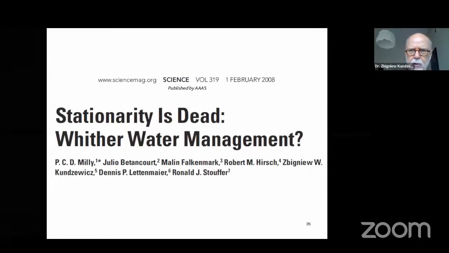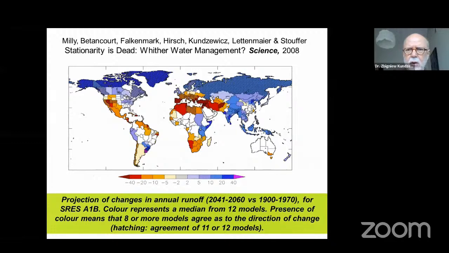Projections now. 13 years ago, I was honored to publish a paper together with excellent scientists in Science magazine. Stationarity is dead, that is, weather and water management. We showed the following map that could be summarized as follows. The areas that are wet are likely to be even wetter in a future climate, whereas the areas that are dry are likely to be even drier.